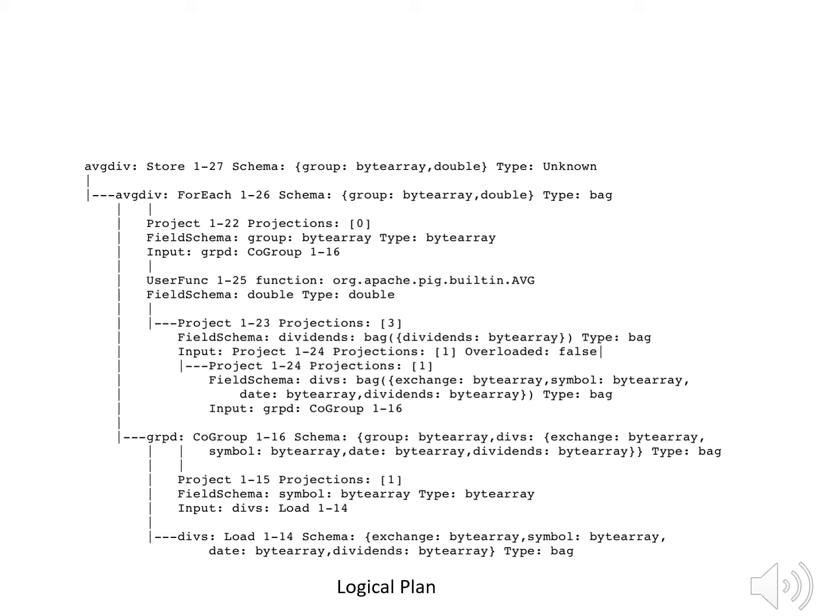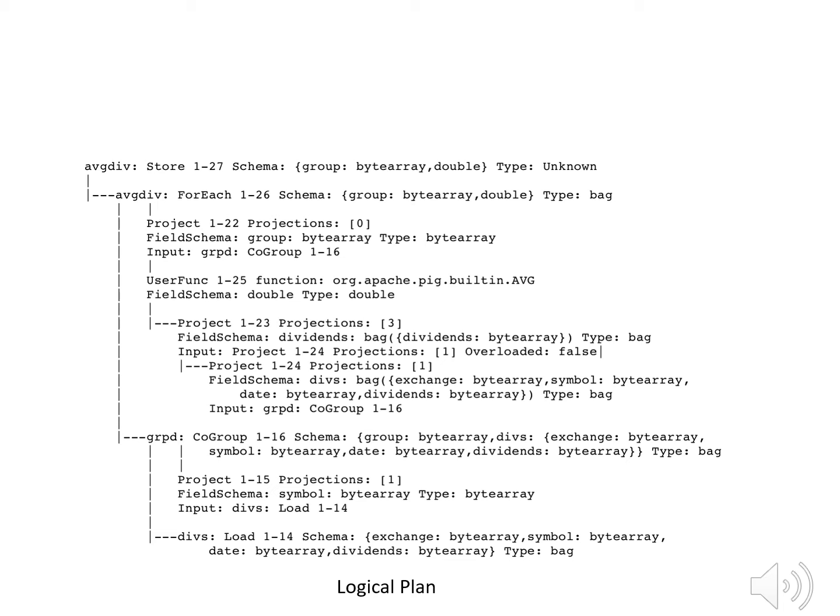Pig goes through several steps to transform a Pig-Latin script into a set of MapReduce jobs. After doing basic parsing and semantic checking, it produces a logical plan. This is an example of the logical plan for the previous Pig-Latin script. This plan describes the logical operators that Pig will use to execute the script. Some optimizations are done on this plan. For example, filters are pushed as far up as possible in the logical plan.